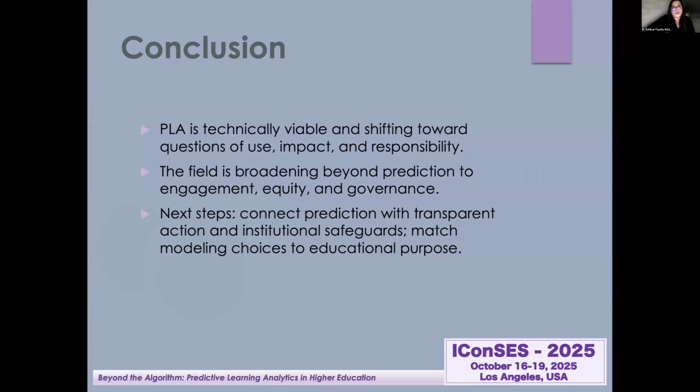Predictions should be connected with transparent actions, because algorithms are very complex and may not be transparent most of the time. Institutions must design safeguards that make students trust their data, and modeling choices must be made based on educational purposes, depending on each course design or each departmental need.